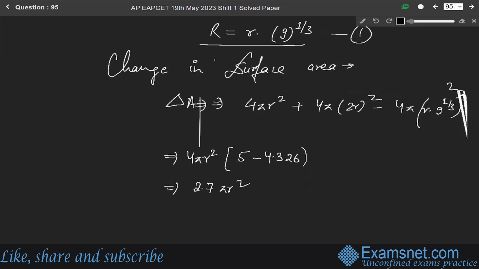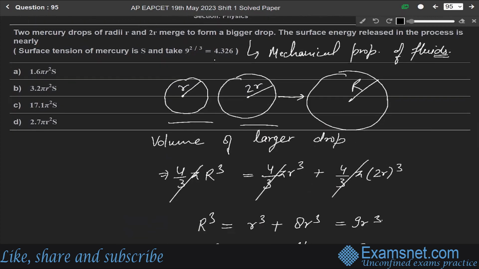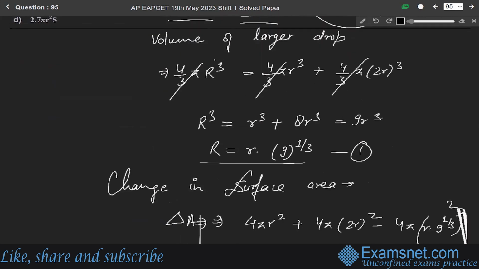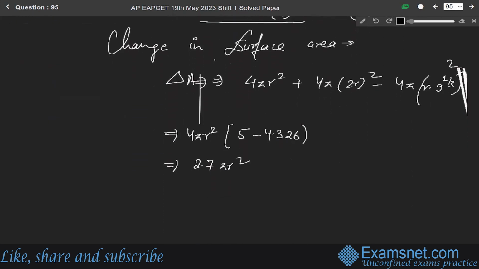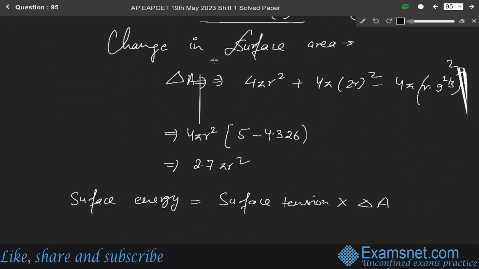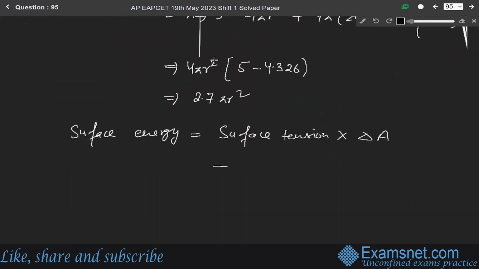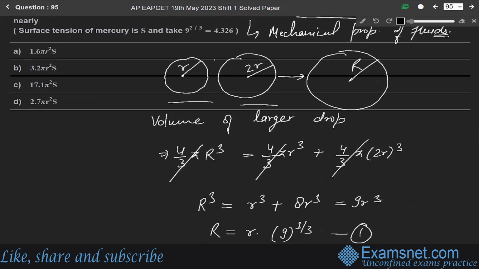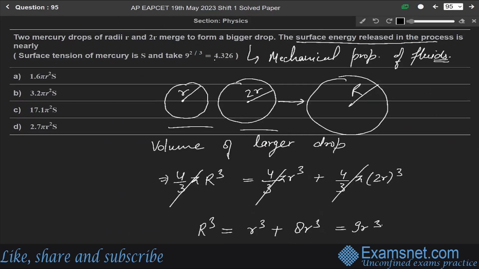Okay. So in this question, we are asked to find the surface energy released in the process. So surface energy released will be equal to surface tension into change in area delta A. So it will be equal to 2.7 pi r square into surface tension S. Okay. So our correct answer is option D, 2.7 pi r square S.